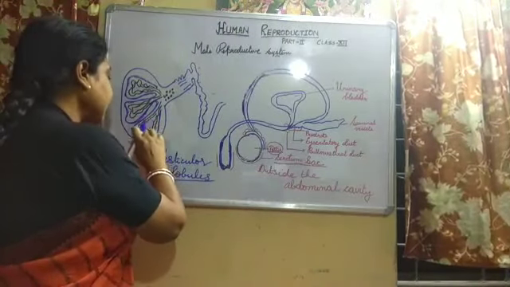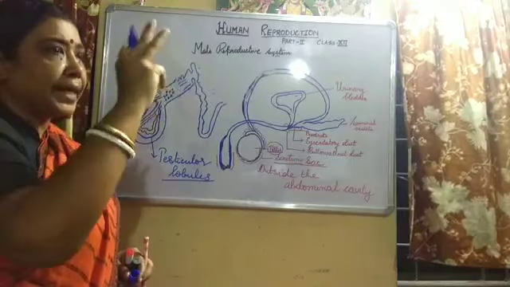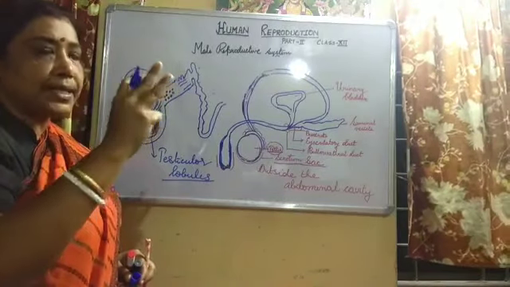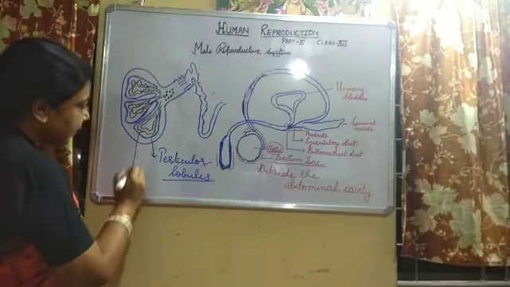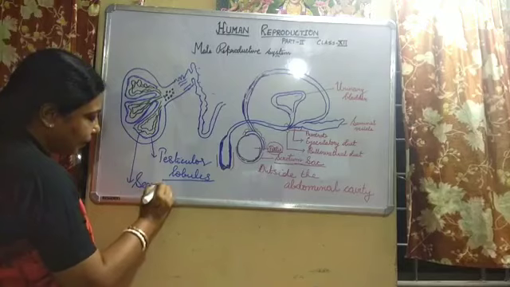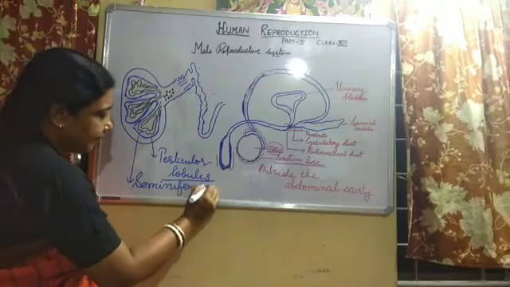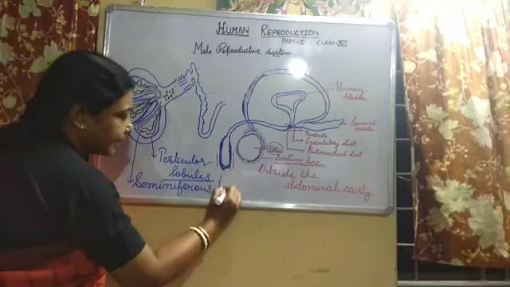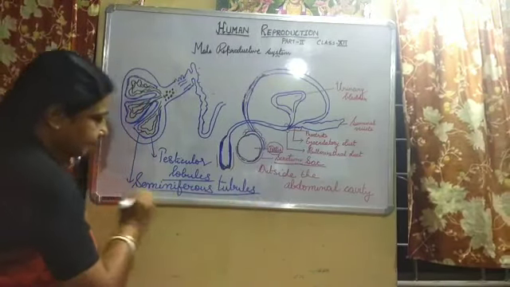Inside those compartments, you will find 2 to 3 coiled, convoluted structures. They are known as seminiferous tubules. What are they known as? Seminiferous tubules.